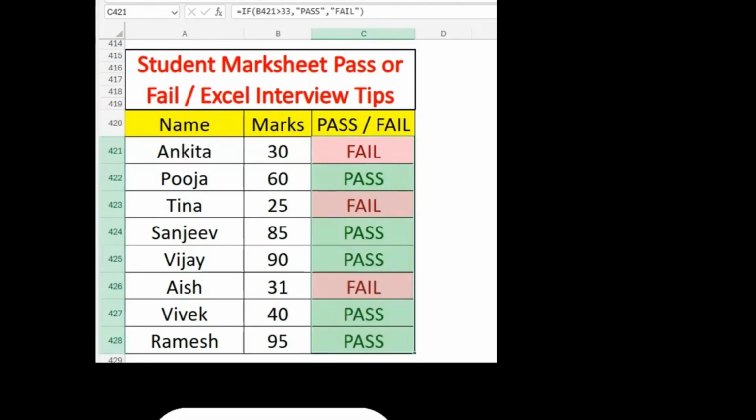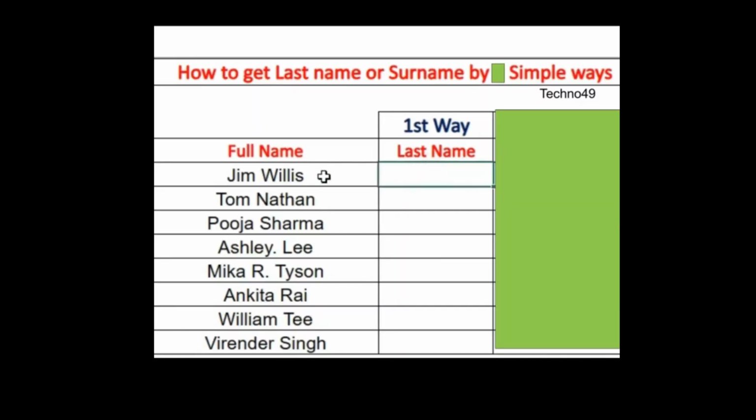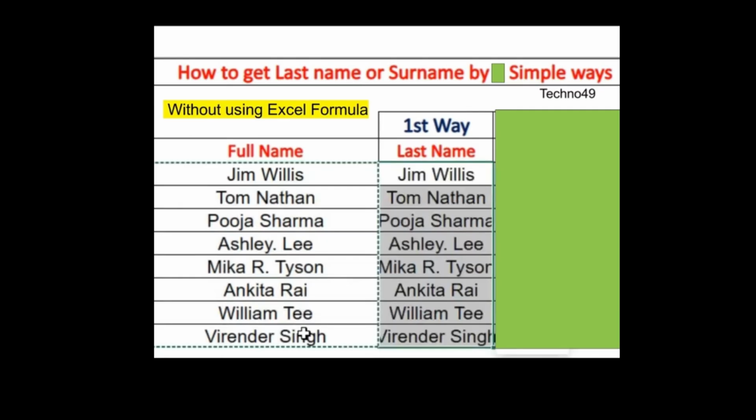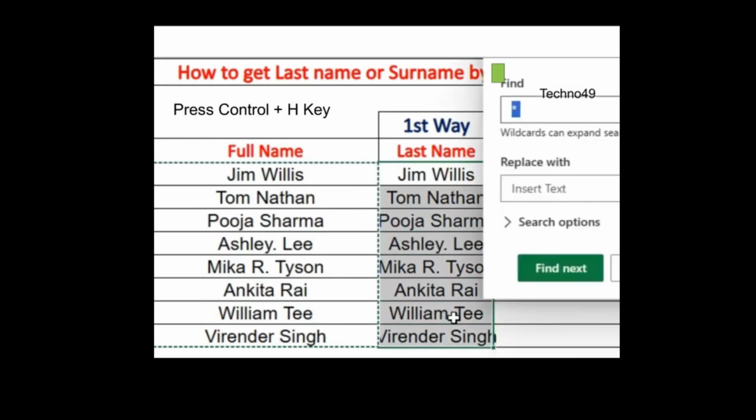The first formula, what I'm going to do here, I'll just simply copy all the names and put it down in the first way. I would paste. So after pasting that, what I have to do, I have to select the complete, all the names in that, and then press Control H.